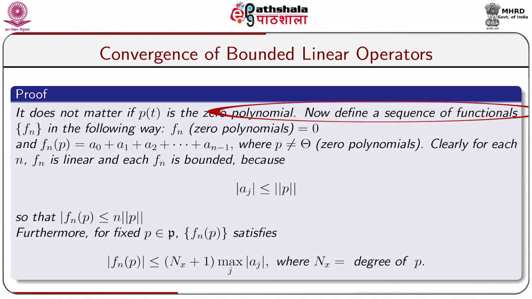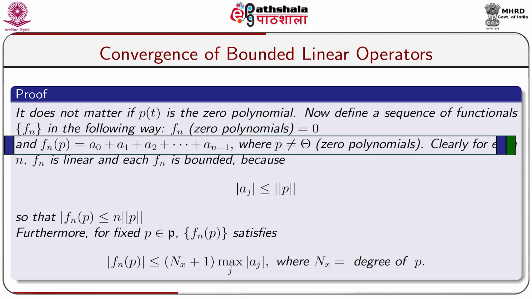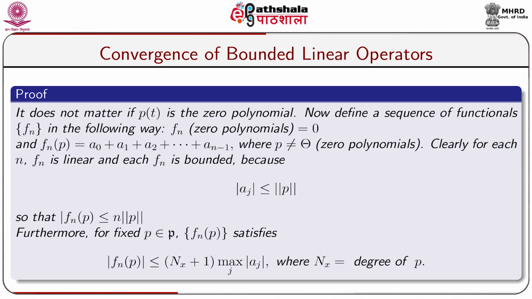Now, define a sequence of functionals Fn in the following way: Fn of the 0 polynomial is equal to 0, and Fn P is equal to A0 plus A1 plus A2 plus dot dot dot plus An minus 1, where P is not the 0 polynomial. Clearly, for each n, Fn is linear and each Fn is bounded, because modulus of Aj is less than or equal to norm of P, so that modulus of Fn P is less than or equal to n times norm of P.